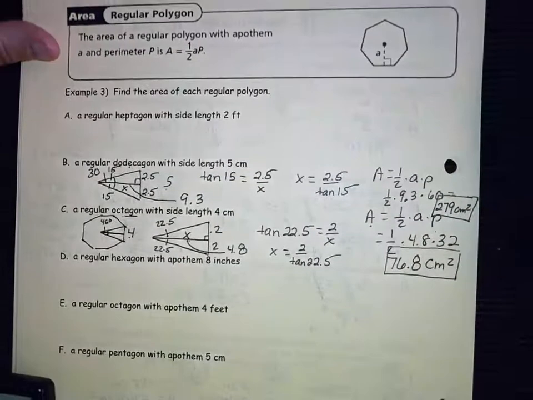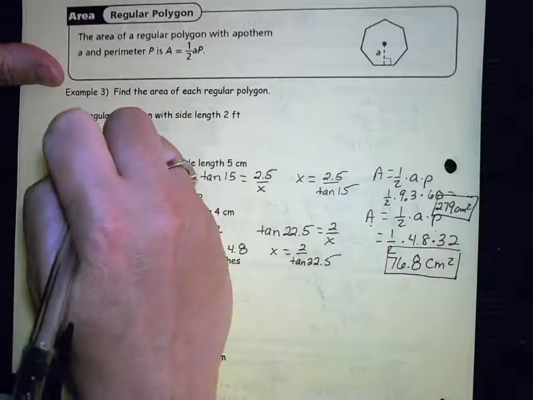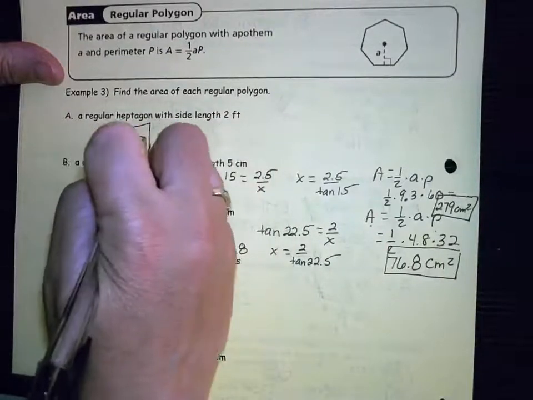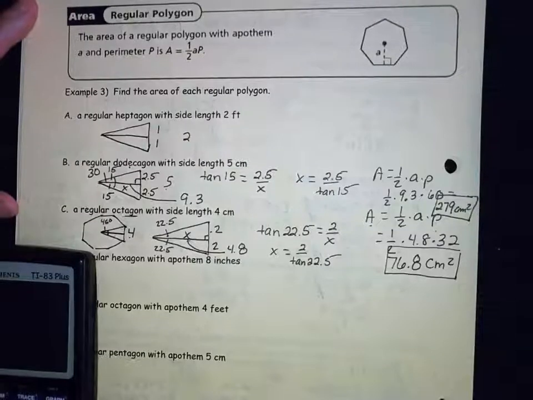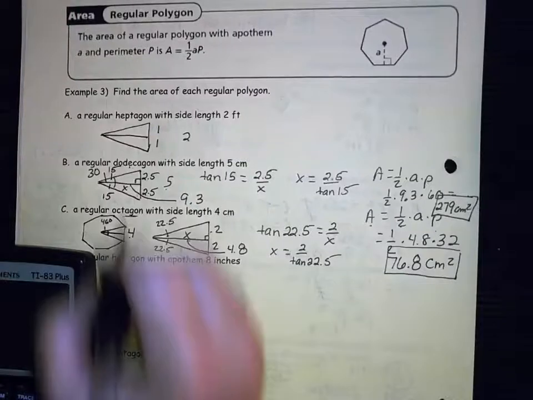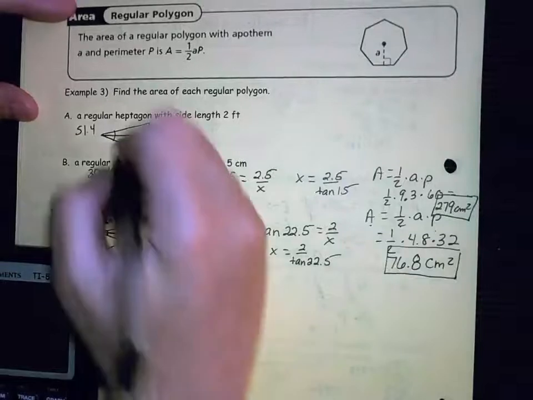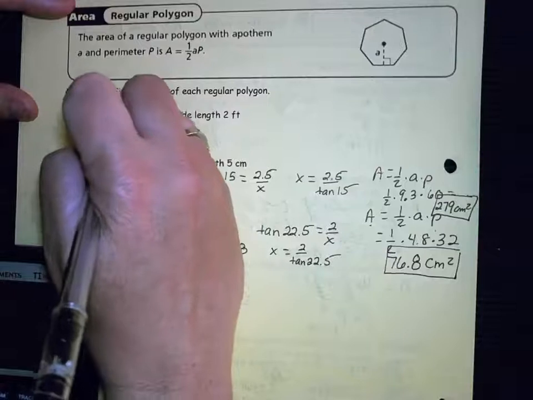And last, example A. I'm not good at drawing a 7-sided figure. So side length is 2. That apothem is going to divide that side length into two pieces that are each 1 unit long, 1 foot long. And if we take 360 divided by 7, the whole central angle is 51.4. And when I divide that by 2, I'm going to call both of these angles 25.7.